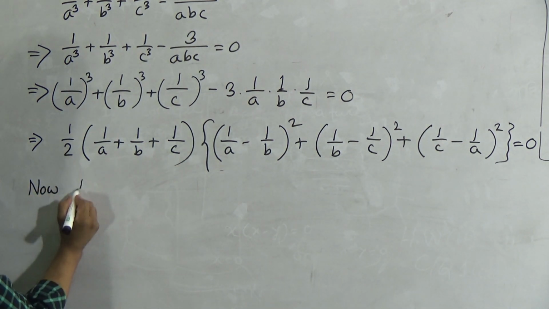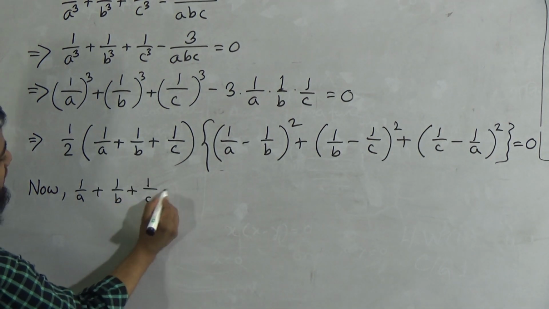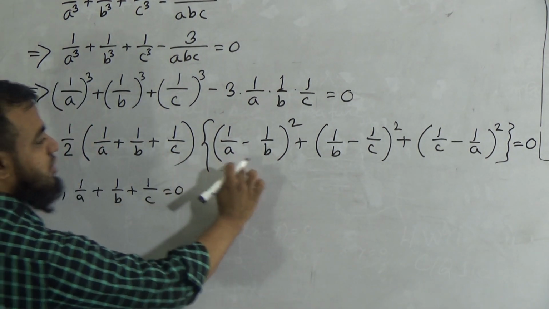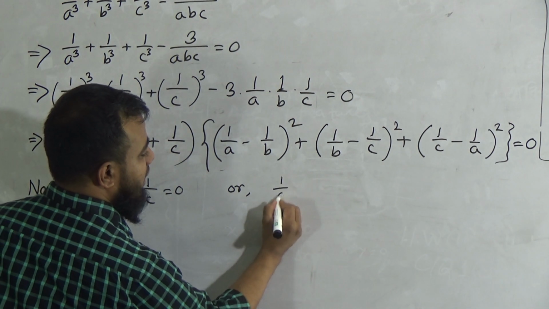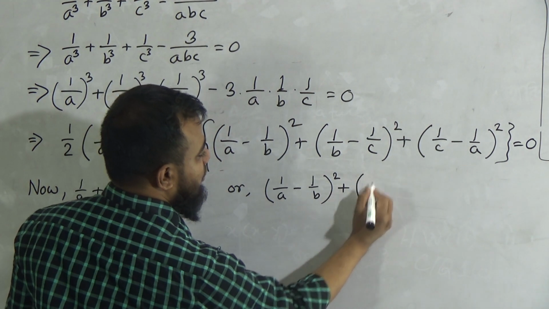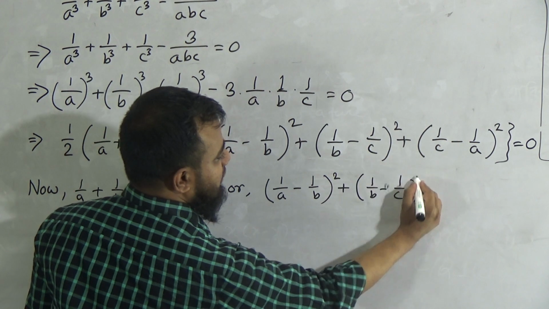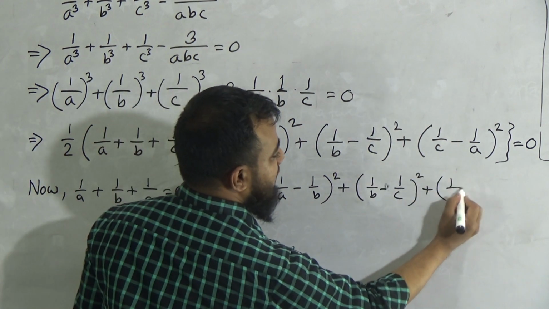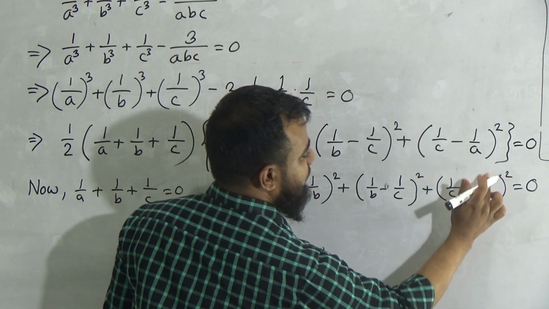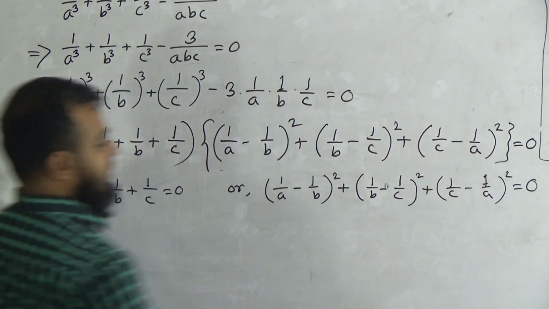It's 1 by a plus 1 by b plus 1 by c is equal to 0, right? Or we can write down, or this one equal to 0, that means 1 by a minus 1 by b whole square plus 1 by b minus 1 by c whole square plus 1 by c minus 1 by a whole square, this one equal to 0. Okay, this term equal to 0 or this term equal to 0, you can write down.